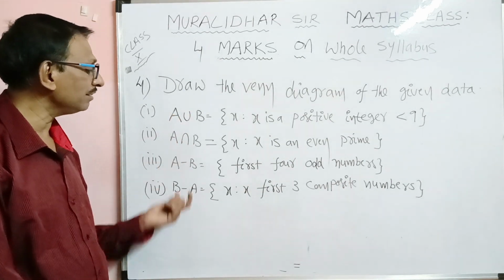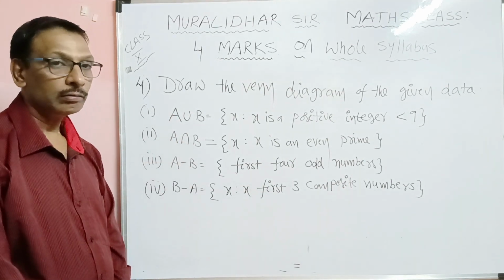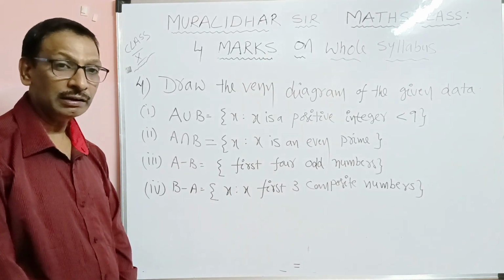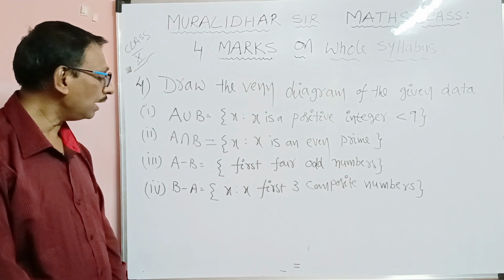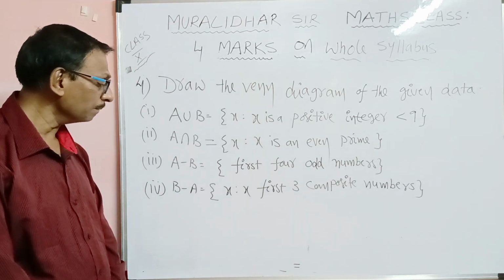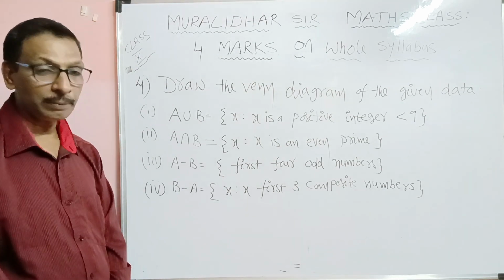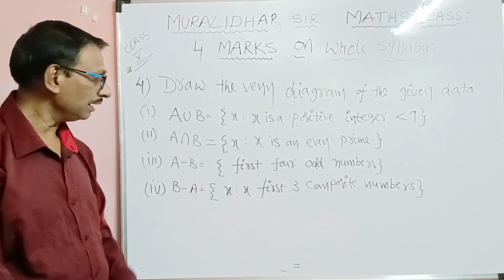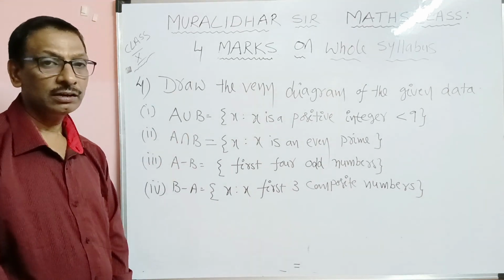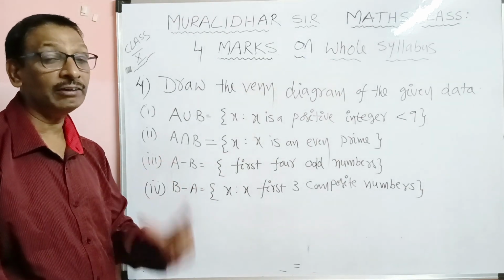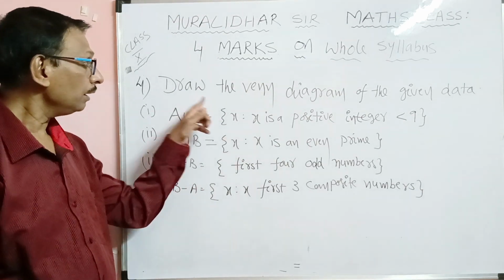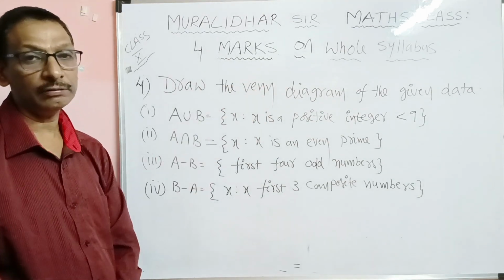4 sets are given to you. One is A union B, second one is A intersection B, third one is A minus B, and fourth one is B minus A. These 4 sets you show in only one Venn diagram. Draw the Venn diagram, he said.